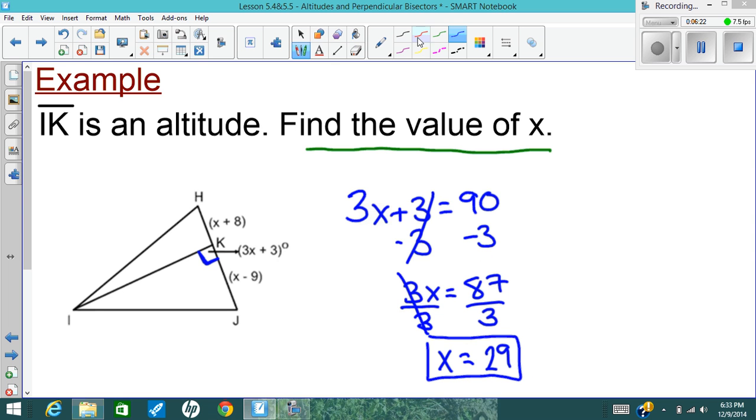Again, be careful. We have some extra information. Perhaps in a different problem, we'll look for how long those segments are. So for example, we could plug in 29 for x and get that the length of KH is 37, or we can get that the length of JK is 20. And remember that looks can be deceiving. Certainly it looks like JK is longer than HK, but if we solve for x correctly, we can see that that's not true in the context of this problem.